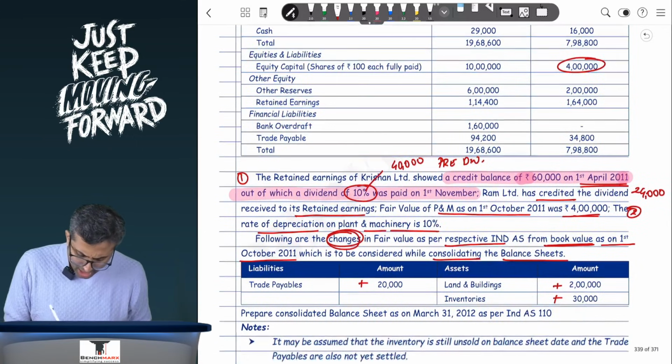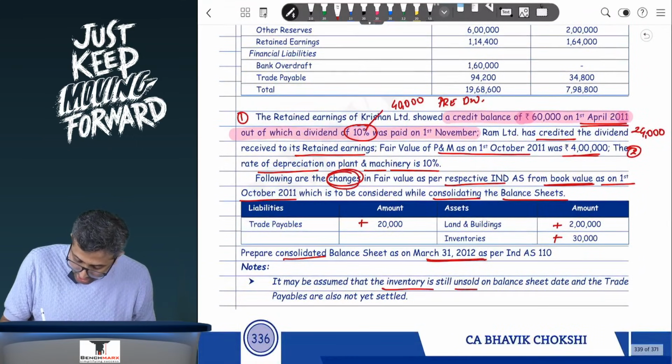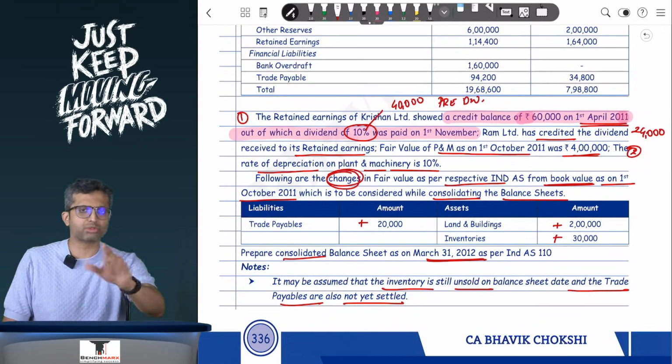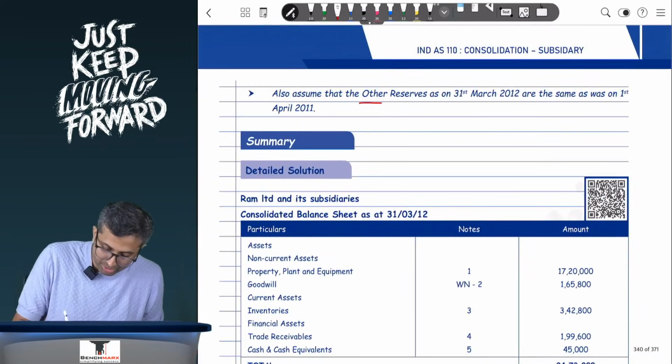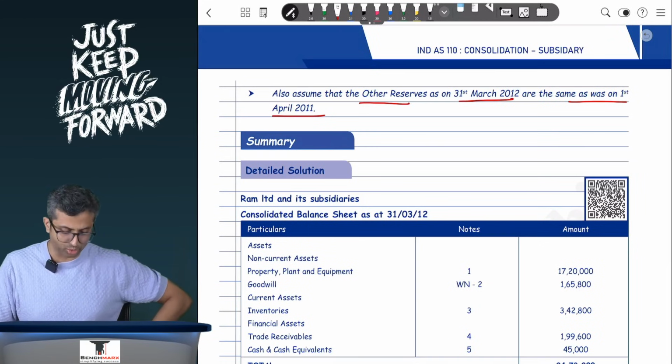Okay, prepare the consolidated balance sheet on 31st March 12. It may be assumed that inventory is still unsold on the balance sheet date and trade payables are also not yet settled. We have even given extra possibilities, what if they were settled or inventory was sold. And assume that other reserves on 31st March 12 are the same as they were on 1st of April 2011.